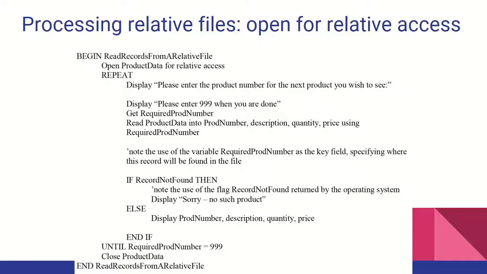Opening a data file for relative access, once again, you'll see we have a sentinel value. Please enter 999 here is a sentinel value, so it's a kick out. Get required product number. I want product number 7. Simple. It then reads product 7 and the rest of the values alongside that: quantity, pricing, et cetera. If record not found, if there is no product ID number 7, it will come back and say, sorry, no such product. It's really simple, and 999 is an exit code. So once again, processing a relative file using that primary key field.